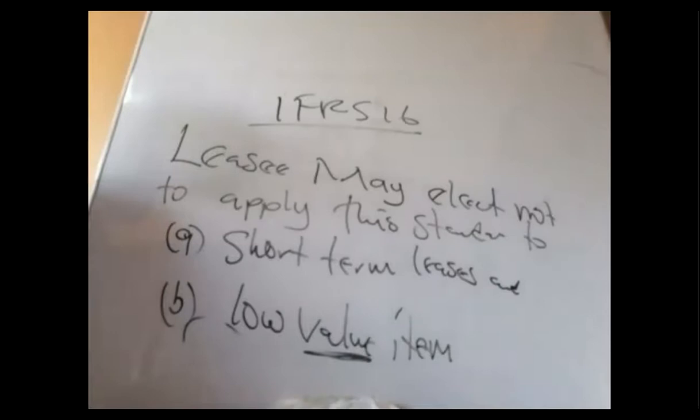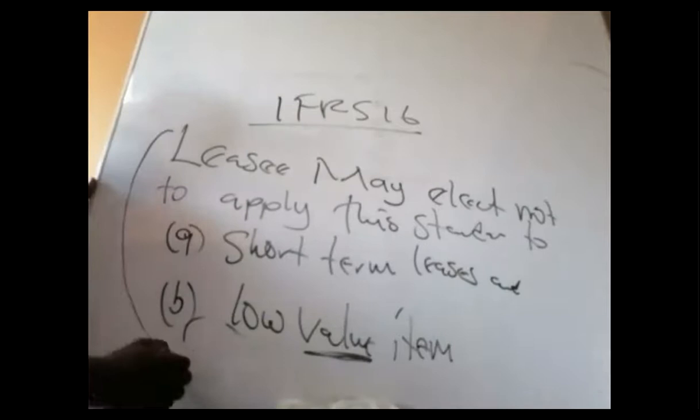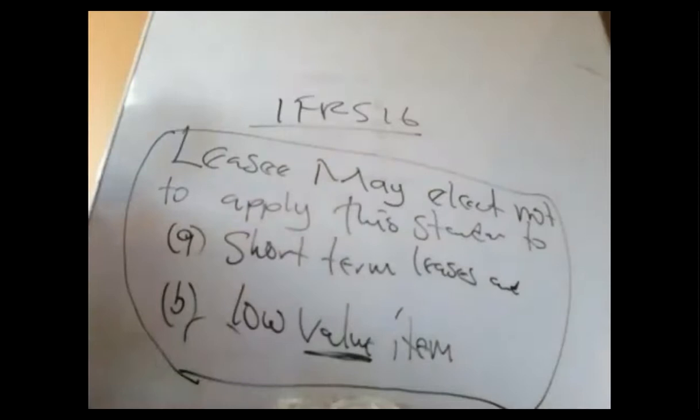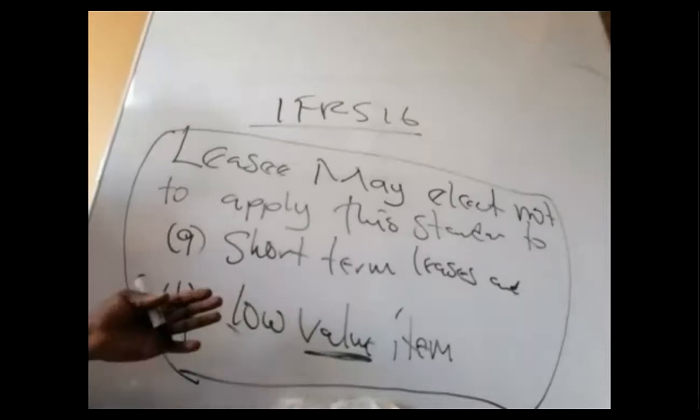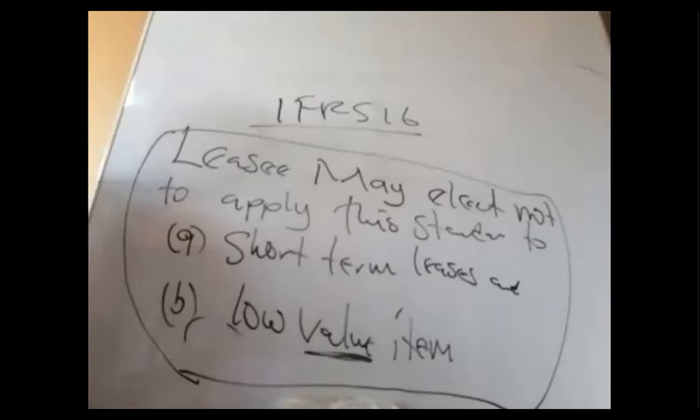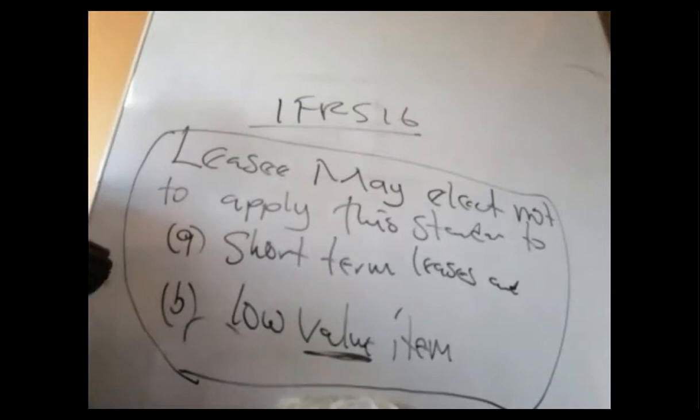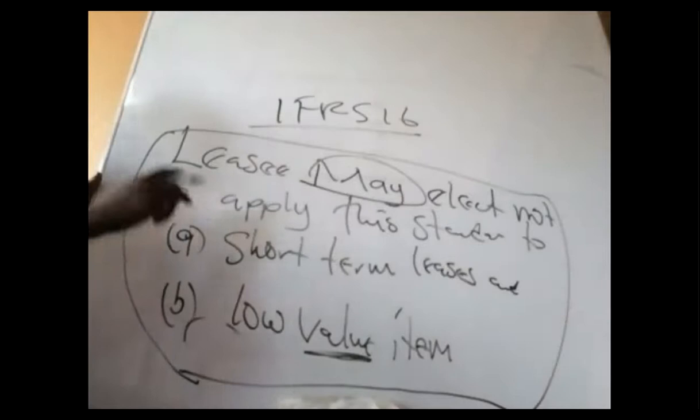How do you get it? That is the recognition criteria, or the recognition exemptions. Now, aside from this, all leases should be on the balance sheet. These ones are recognition exemptions. So these items don't fall under IFRS 16. The requirement of IFRS 16 does not cover this. That's why we are saying that the lessee may elect not to apply the standard to this, because this standard does not cover it.